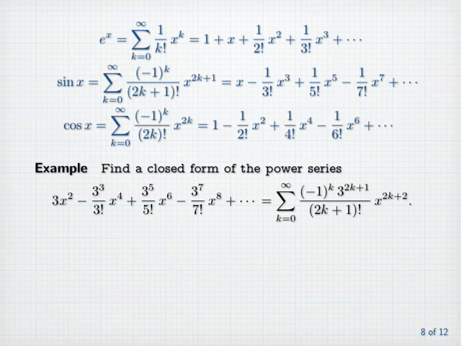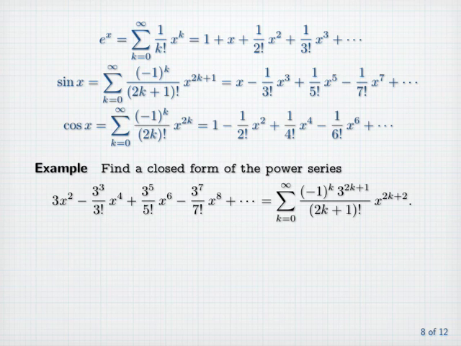Now, the 2k plus 1 factorial in the denominator of the coefficient of x to the 2k plus 2 tells us that the answer is likely going to involve the sine function. So we'd like for the kth term to have the form of minus 1 to the k over 2k plus 1 factorial times something to the 2k plus 1 power.